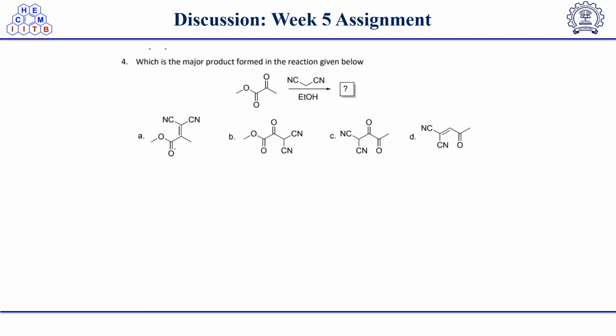Now moving to the next question, which is the major product formed in the reaction given below. So this ketoester is treated with this dinitrile type of compound in ethanol. So which will be the major product? Sorry for that. Which will be the major product in this reaction?